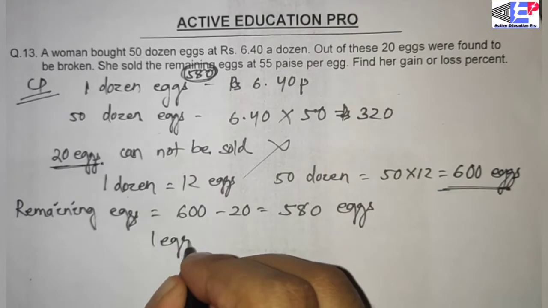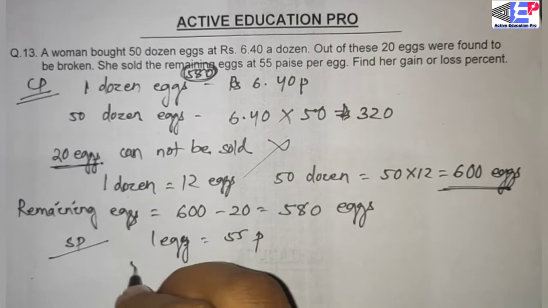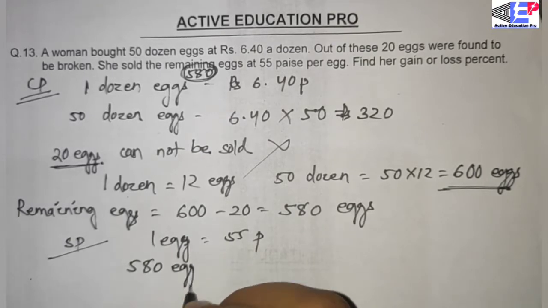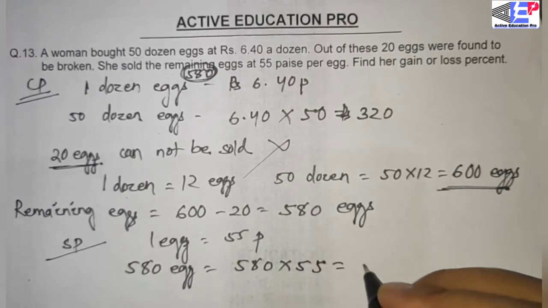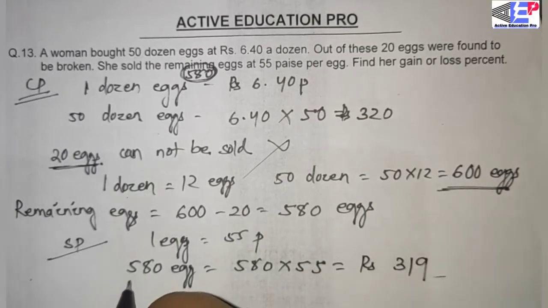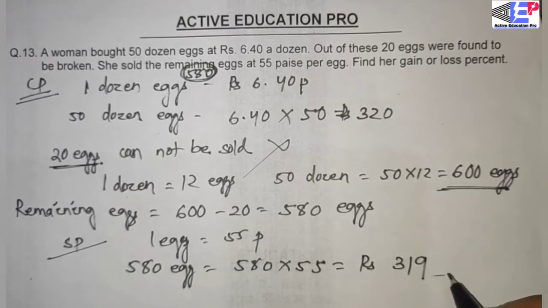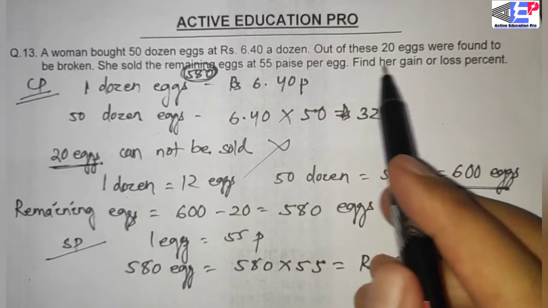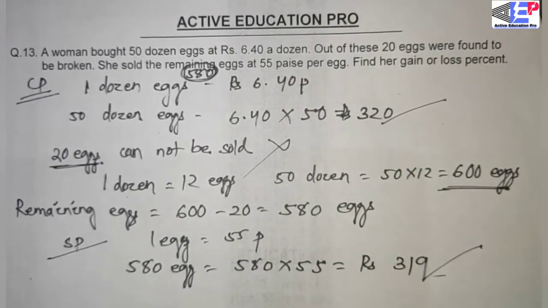She sold them at 55 paise per egg, so 1 egg is equal to 55 paise. This is the selling price. For 580 eggs, it is 580 into 55, which is rupees 319. This is the selling price. And now the question: find her gain or loss percentage. This is the CP and this is the SP. Now find out whether there is a loss or a gain, and find its percentage.